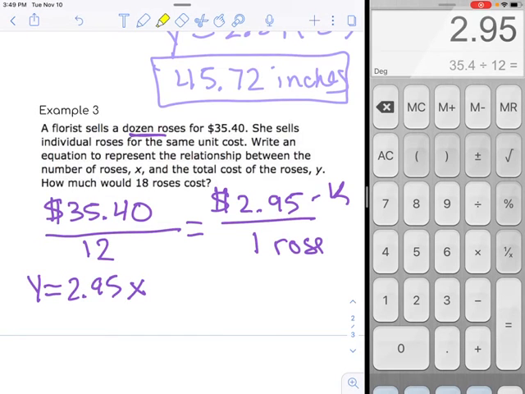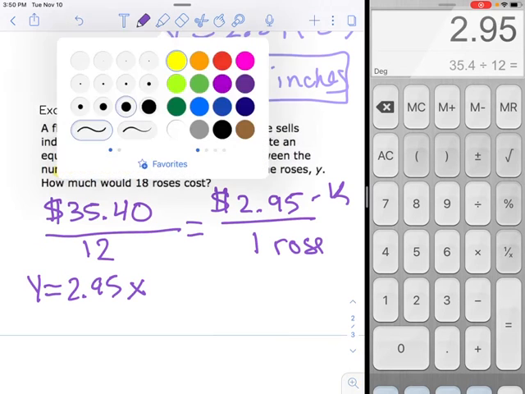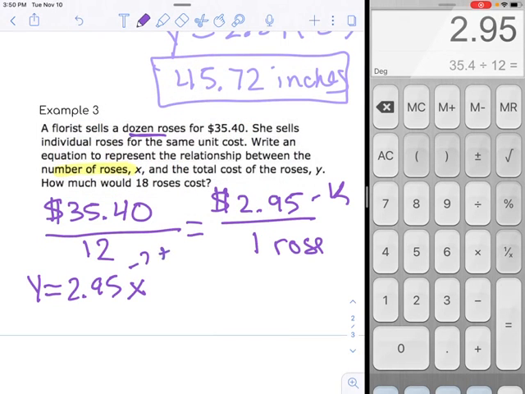And in this case, it tells us that x is my number of roses. So this is my number of roses. And y is my total cost. So now it's saying, well, what if you actually have 18 roses? So let's plug that into our equation here.